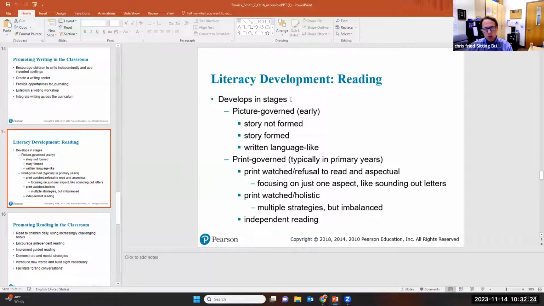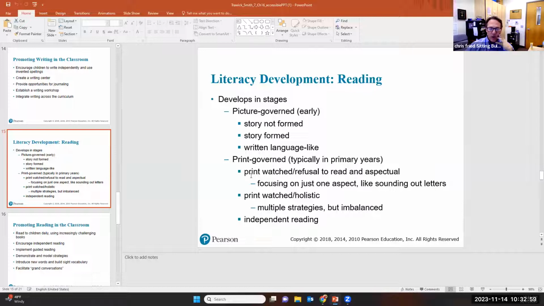As you probably know, maybe not, but as you're going through developing reading with kids, it develops in stages. Early on in the reading, as kids learn to read, it's very picture governed. Okay, you think about kindergarten, for example, right? And you do a lot of reading with picture books. You're showing them the books, you're reading the information, you're talking about it, etc. So you go from story not formed, story formed, to written language like. You move into that printed type of book, right? For kindergarten, first grade, second, etc.